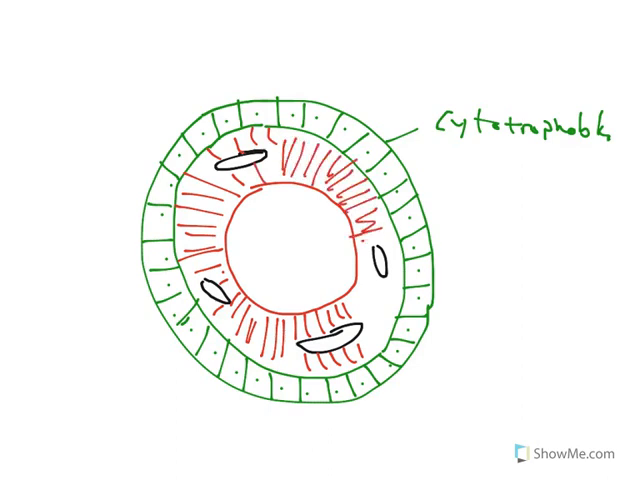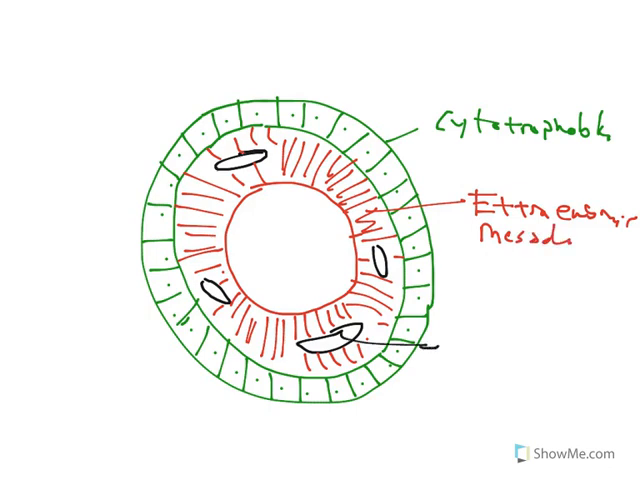So our extraembryonic mesoderm has lacunae that make the HCG and get it into the bloodstream. This is how it gets in the bloodstream anyway, from the syncytial trophoblast. That's how we get the HCG into the female's blood.